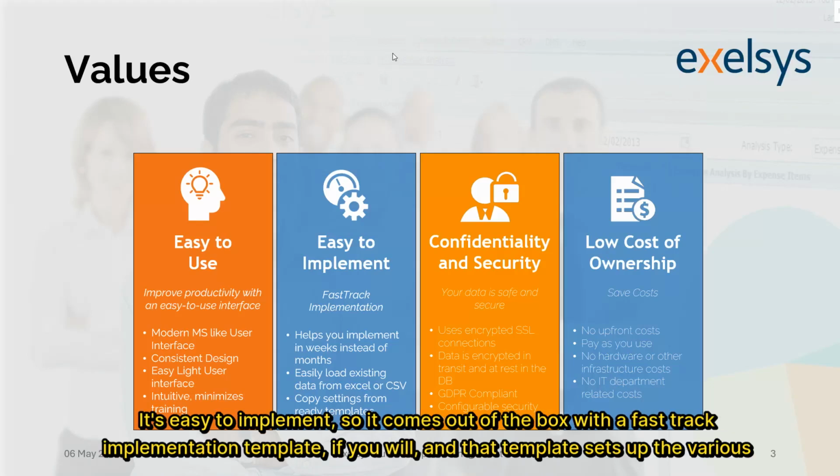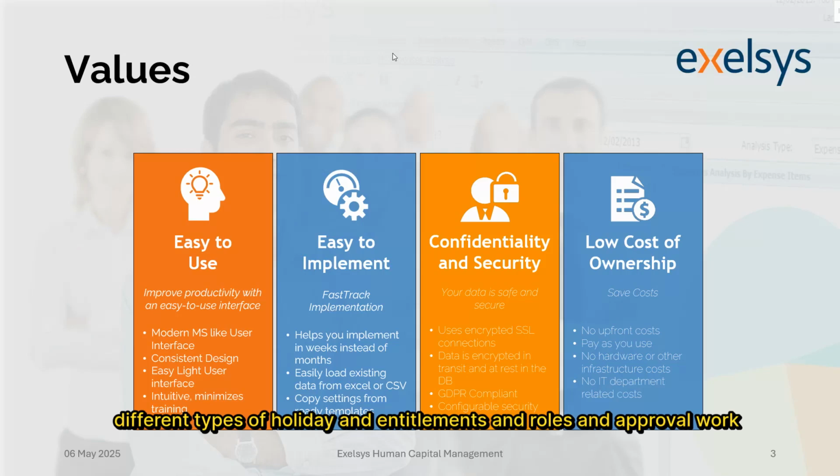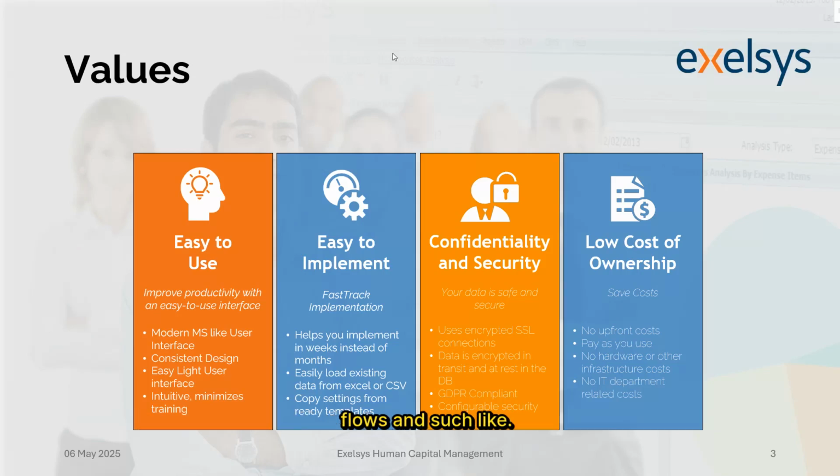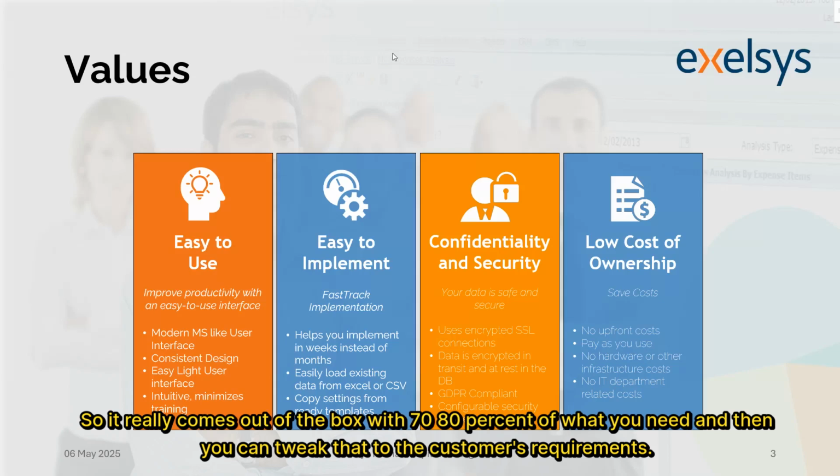It's easy to implement, so it comes out of the box with a fast track implementation template, if you will, and that template sets up the various different types of holiday and entitlements and roles and approval workflows and such like. So it really comes out of the box with 70-80% of what you need, and then you can tweak that to the customer's requirements.